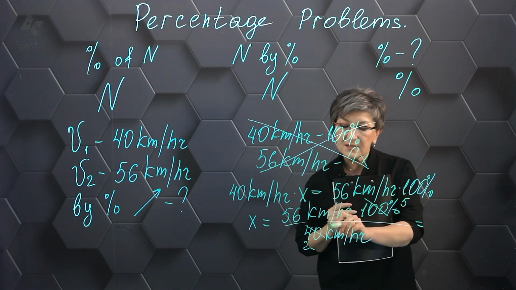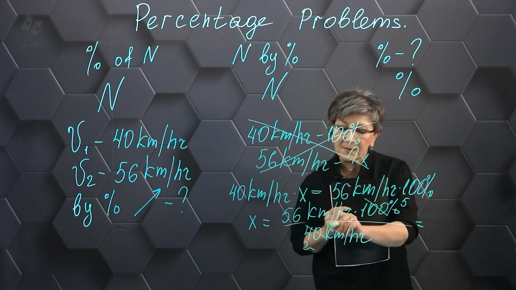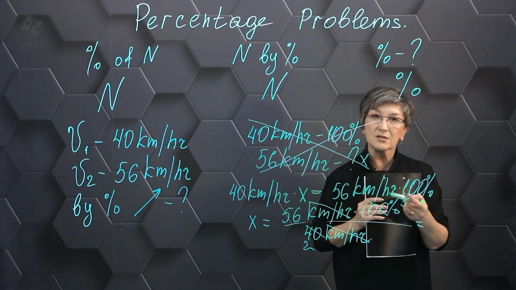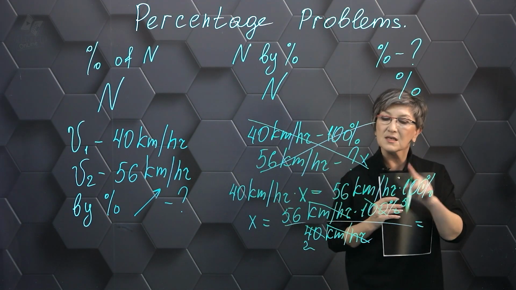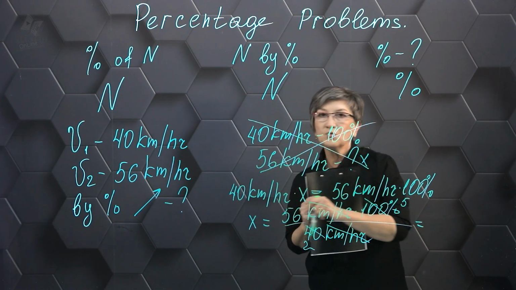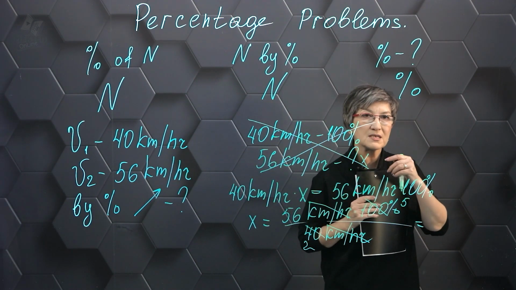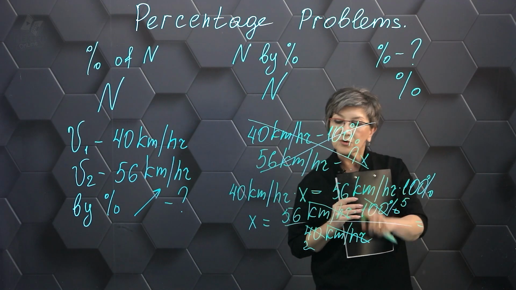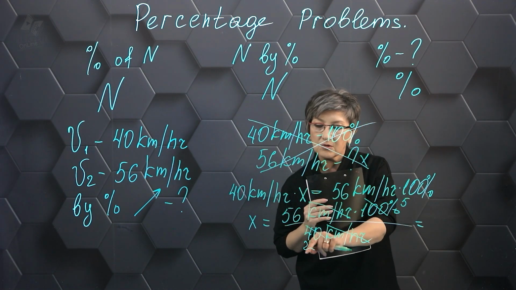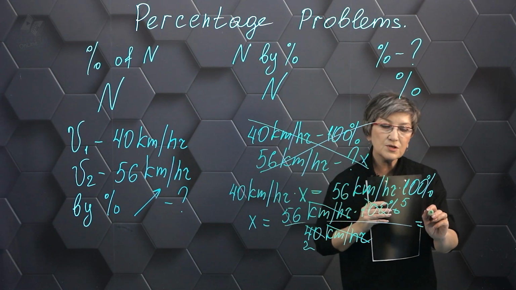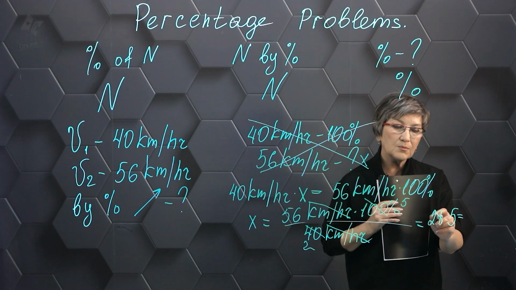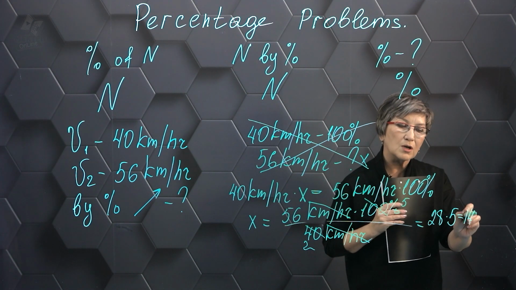Next, notice the kilometers per hour. My kilometers per hour are canceling out. What does that leave me with in my answer? I'm left with percentages, which is what we need to find, by how many percent. The only thing is, we have to do one more thing, but for now, let's keep solving. 56 I divide by 2, that's 28. And 28 times 5, that would be 140%.